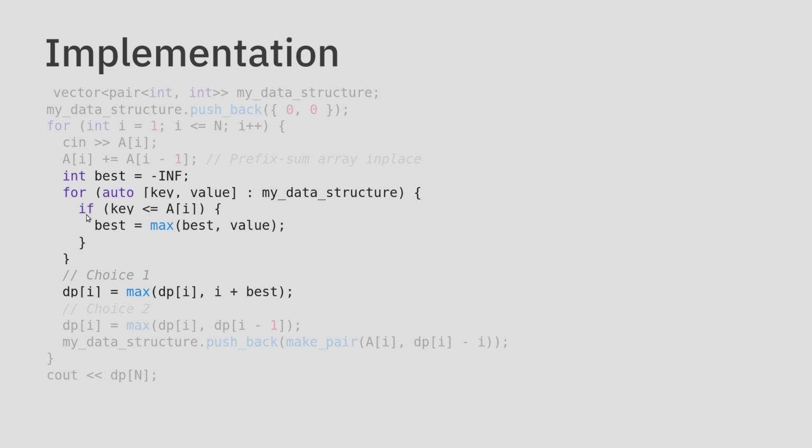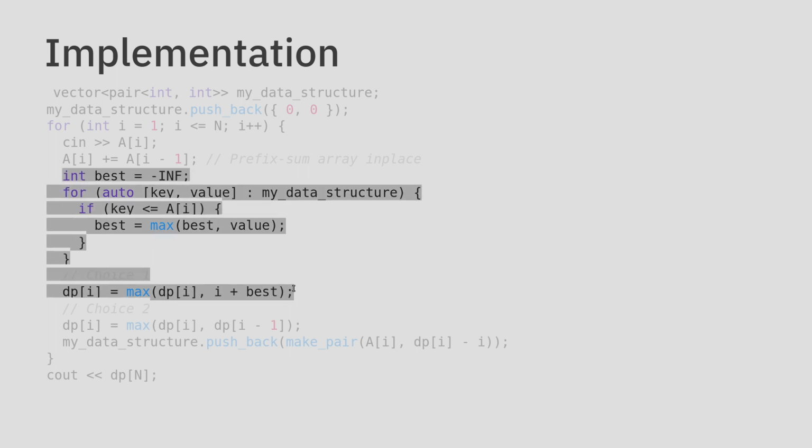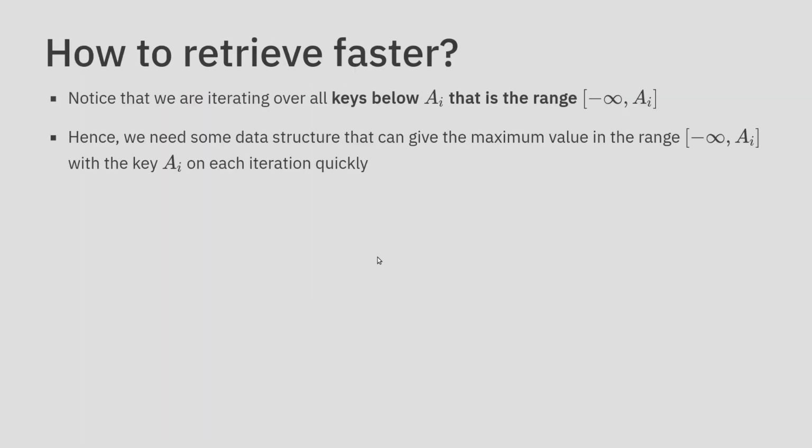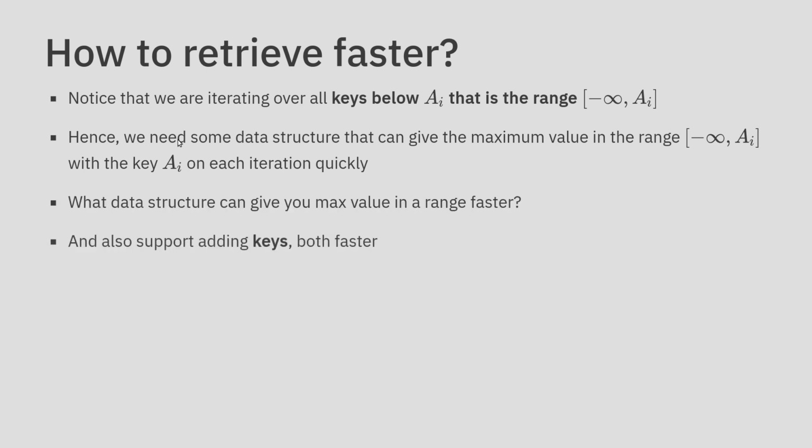So how we can improve this code is the next question. Obviously we need some data structure that can give the maximum value in that range quickly and also support adding of the keys. Both operations should be equally fast. So the data structure that we can think of is segment trees, obviously, because segment trees support point updates and range queries both in logarithmic time.